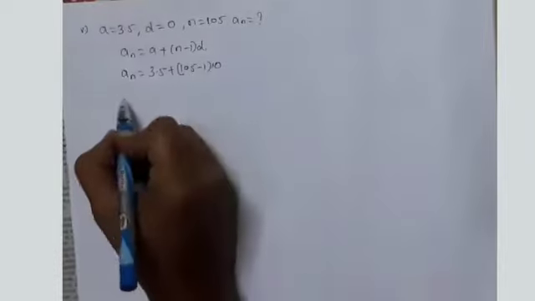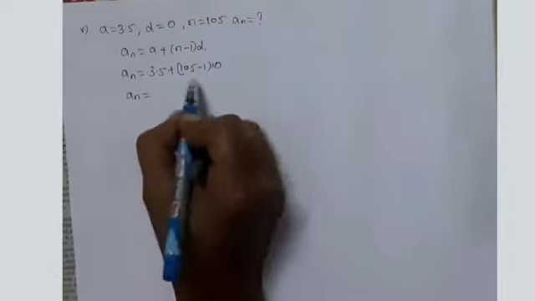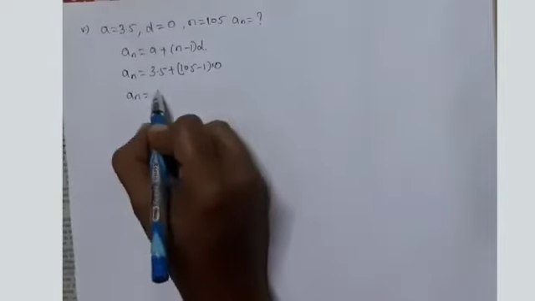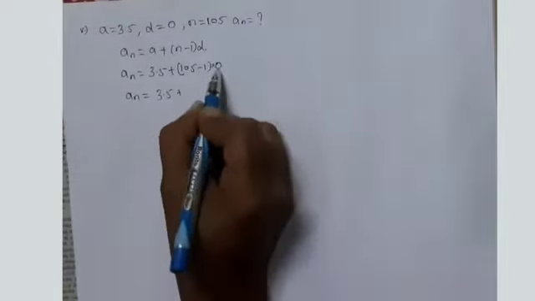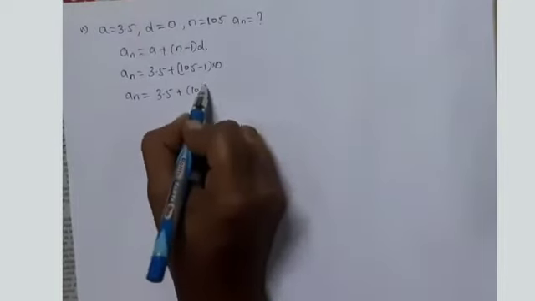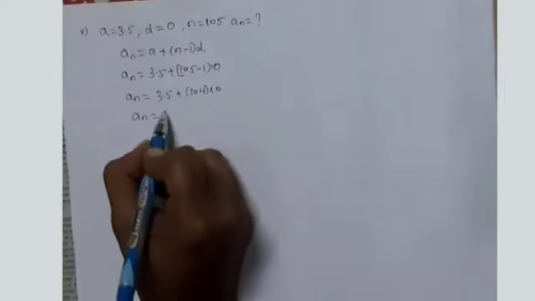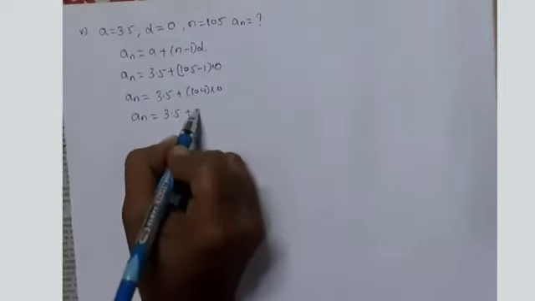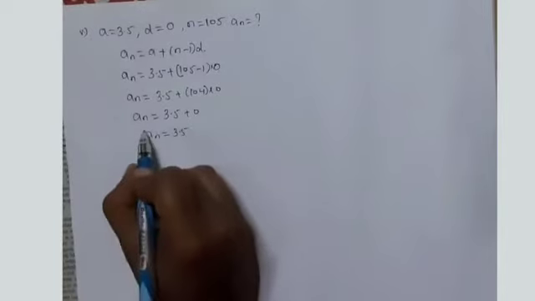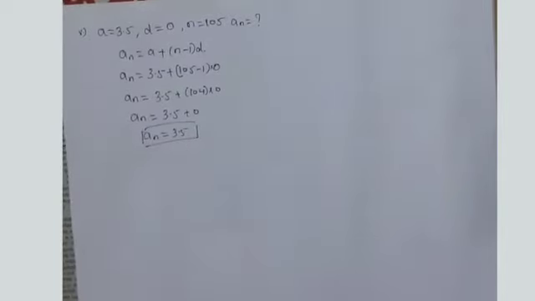So any number when multiplied with 0, what do you get, children? If you simplify this also, it is good. If you don't simplify also, it is fine. Because anything multiplied with 0 will always be 0. You can write it as 104 into 0, or directly you can write it as 0. So an will be equal to 3.5 plus 0. Therefore, what is the value of an? An is equal to 3.5.